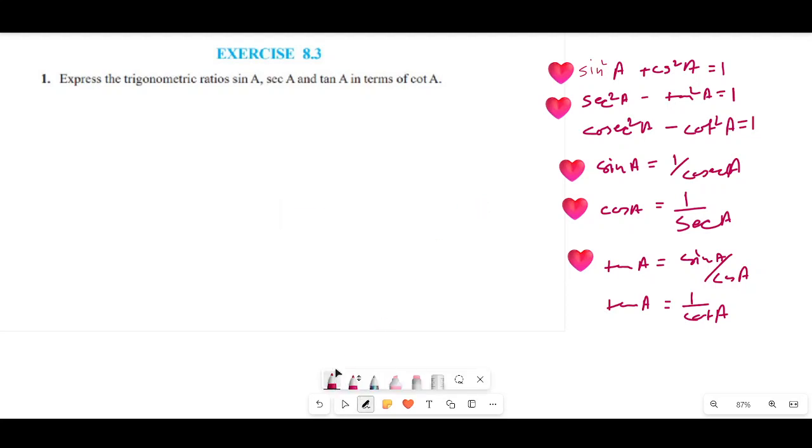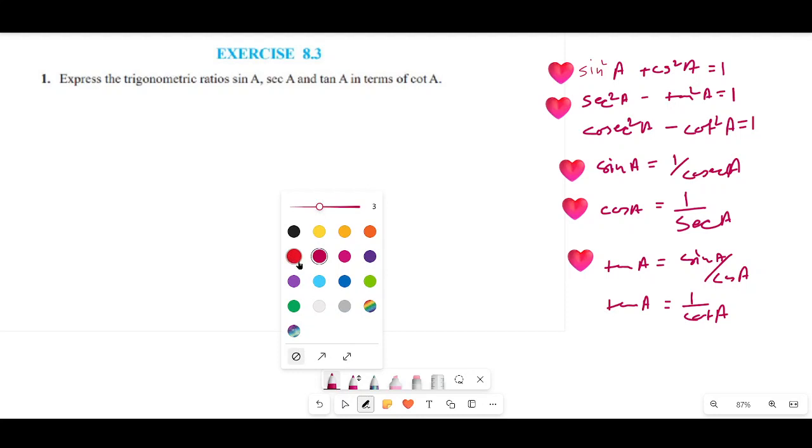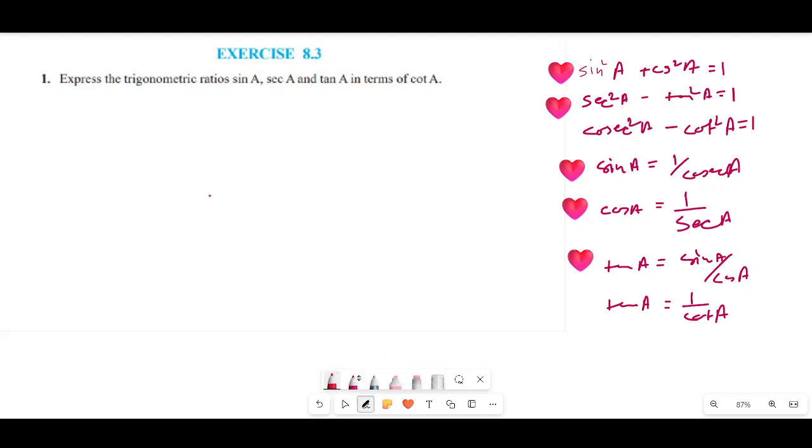Now here, express the trigonometric ratios sin A, sec A, tan A in terms of cot A. So first, sin A. How can I represent it? With the help of the formulas, if we want to write in cot A, then we can write sin A in the form of cosec A, because sin A is the reciprocal of cosec A. So we can write it in this way, 1 by cosec A.